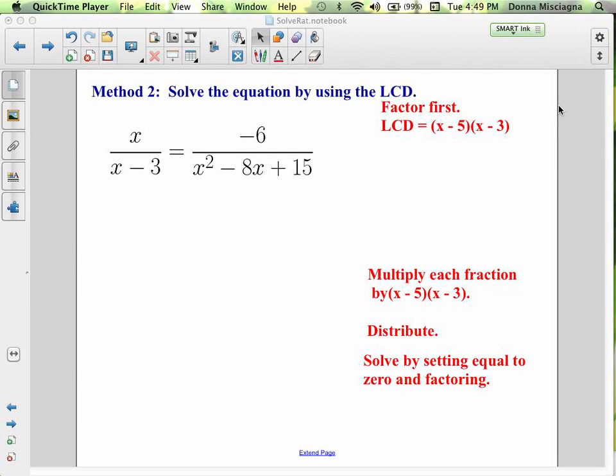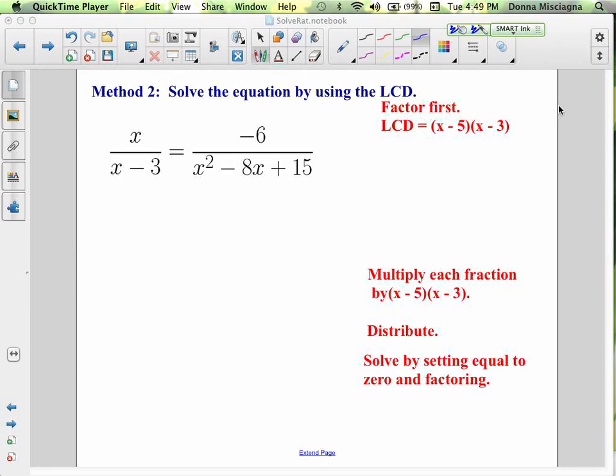Welcome to solving rational functions by multiplying by the least common denominator. All right, so first of all, we always have to factor if any of our numerators or denominators can be factored. So x minus 3, nothing to factor there, nothing to factor with a negative 6, but x squared minus 8x plus 15 can be factored. We have a quadratic there.